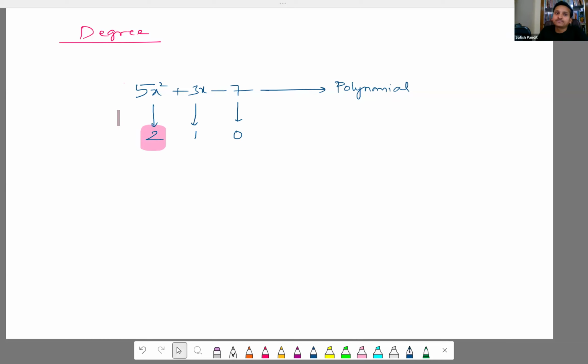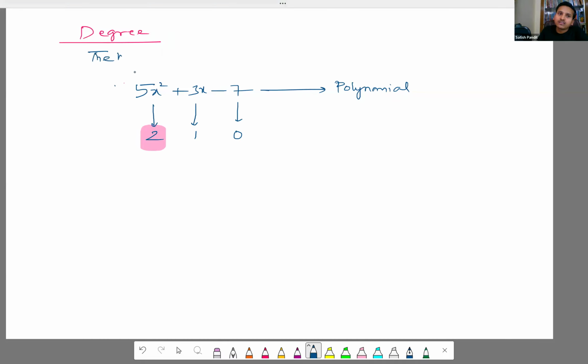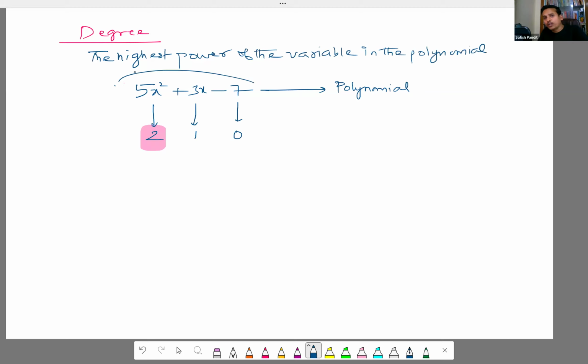So I'll write: what is degree? The highest power of the variable in the polynomial. If you look at this polynomial, the highest power of the variable is 2, right? So therefore we can say degree is 2. Yes or no, everyone?